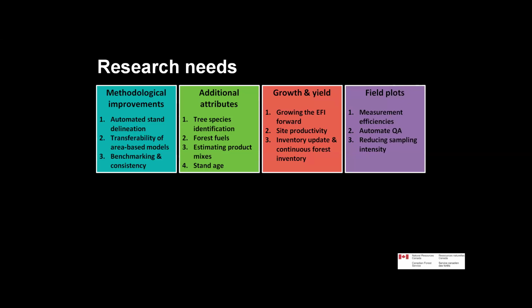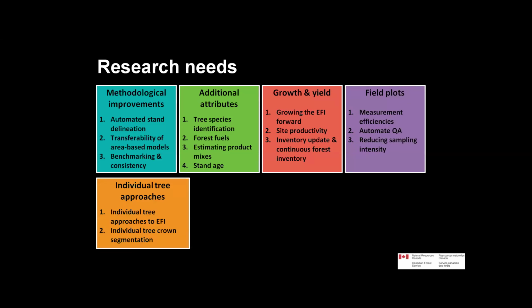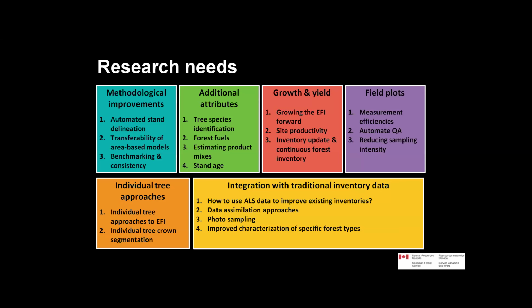How do we reduce sampling intensity? And another thing we've heard today, individual tree approaches. So how do we move those approaches more to an operational context? And coupled with that, of course, is very importantly, how can we improve individual tree crown segmentation?